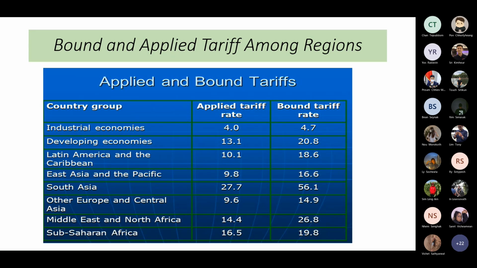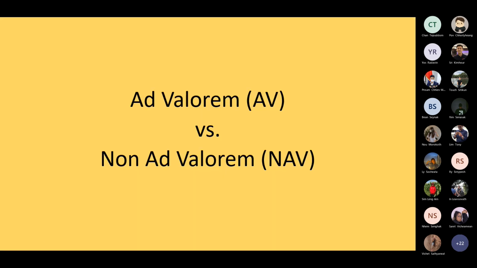Okay? So this is a very important table for you guys as the reference in your future study, future research. We'll try to find updated information for you guys.